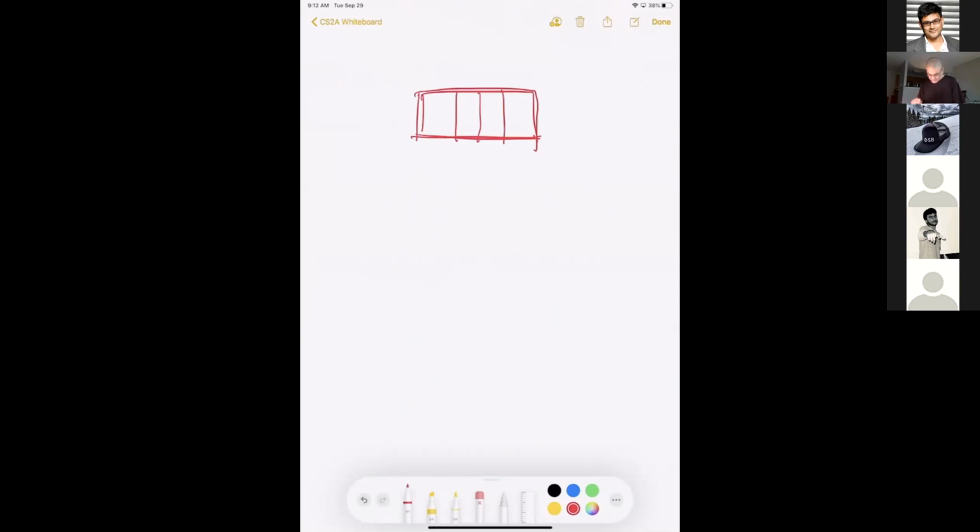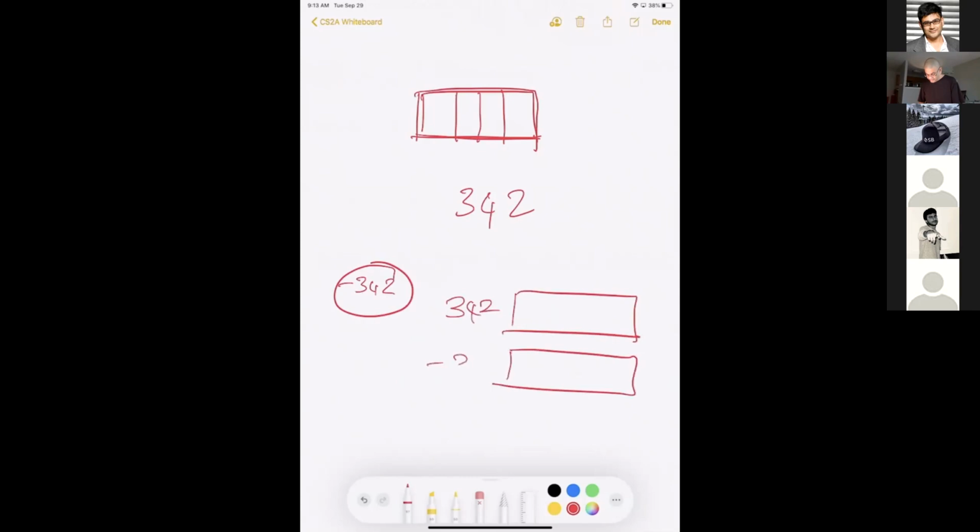Let's say someone has the SSN 342. Now I want to come up with a representation for negative 342. How do I do that? I take advantage of the fact that in my IRS form I only have 4 boxes to fill in the number. This is 4 digits, and I want to store 342. So I want some number for 342 and some other number for negative 342, so that when I add the two together, I get 0. Okay, I just need to fill in these boxes.